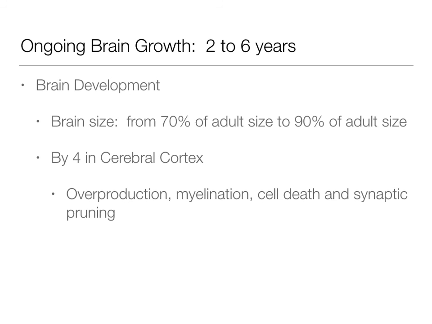And by 4 in the cerebral cortex, so again, those are those 4 lobes, that's where we have the overproduction, myelination, and cell death and synaptic pruning. So all of those things are going on. And we really see this improvement in preschooler skills. If you, again, compare a 2-year-old to a 6-year-old, which is a kindergartner or a first grader, they're night and day. And again, a lot of this has to do with those changes in the cerebral cortex.